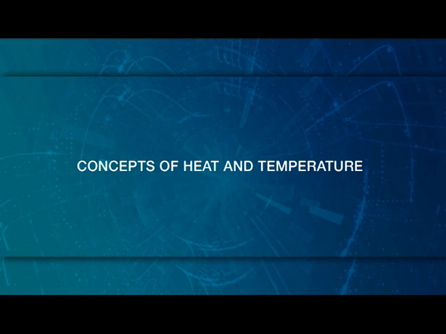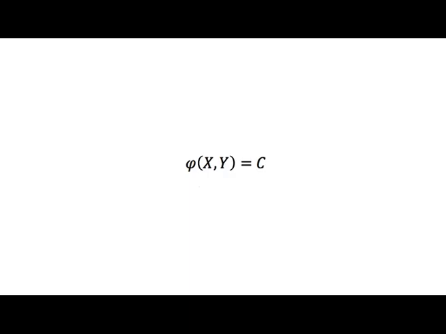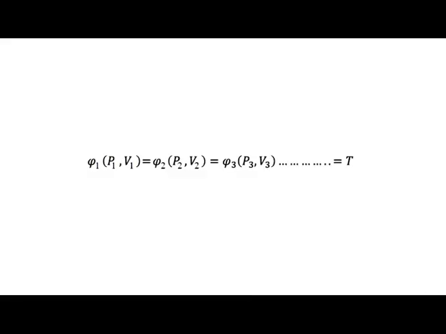Next, we can see the importance of the zeroth law of thermodynamics: the concepts of heat and temperature. The equation of state for a system can be written in the form phi of x comma y is equal to c. Here x and y are the thermodynamic coordinates. Consider we have several gaseous systems in thermal equilibrium with each other. Then phi 1 of P1 V1 is equal to phi 2 of P2 V2 is equal to phi 3 of P3 V3 is equal to T. The numerical value of each of these functions is the same and defines the temperature.